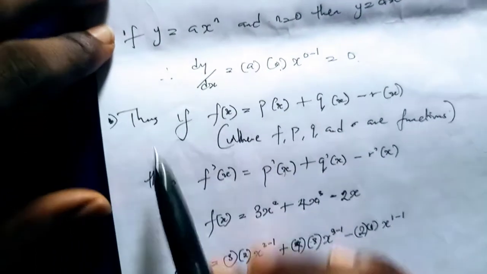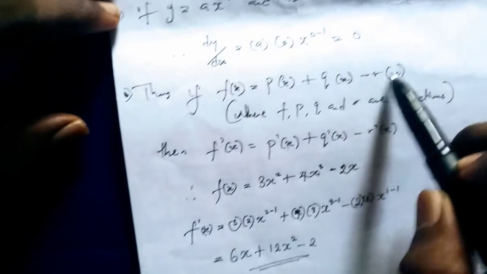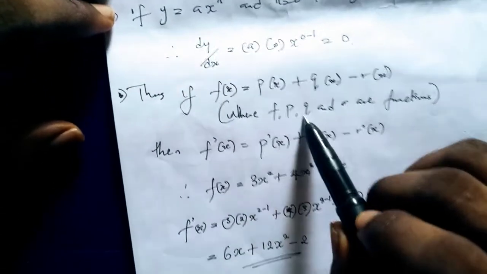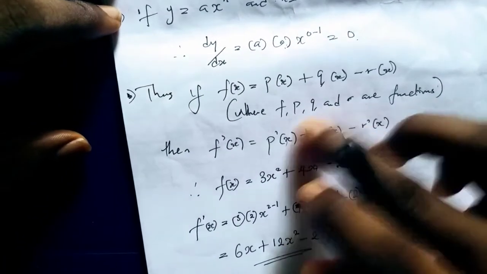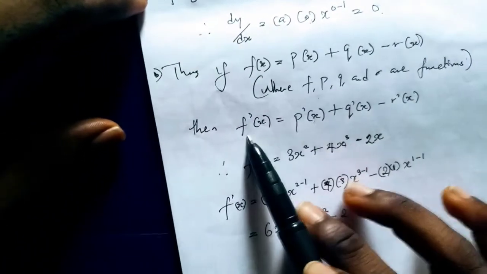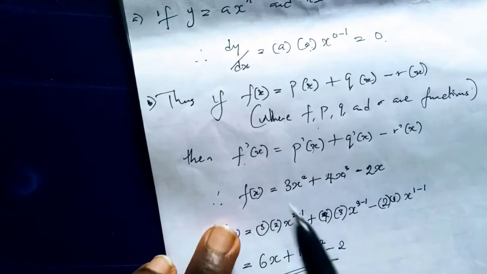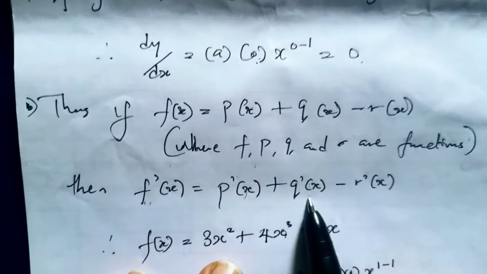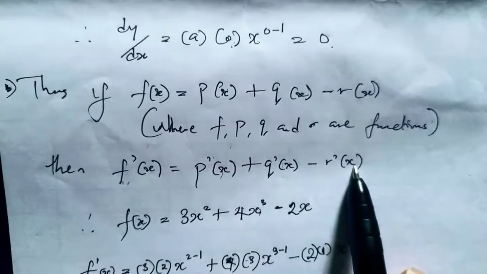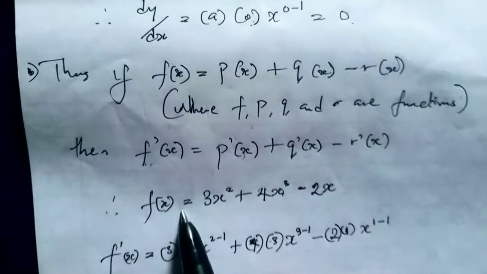Now, this can be said: if you are given a function f of x which is equal to p of x plus q of x minus r of x, where f, p, q, and r are all functions of x, we can see that the derivative f prime of x is equal to p prime of x plus q prime of x minus r prime of x. And I will explain this using the example below.